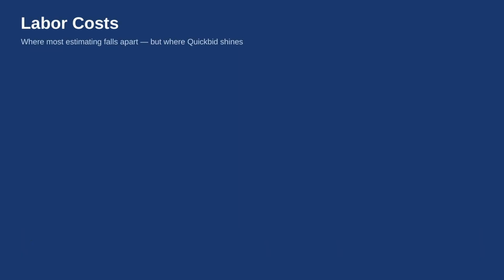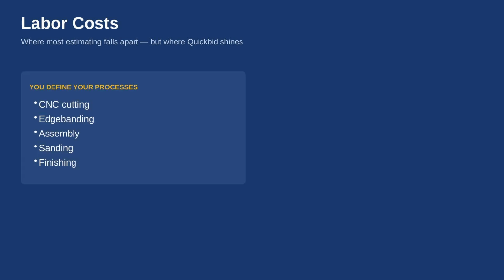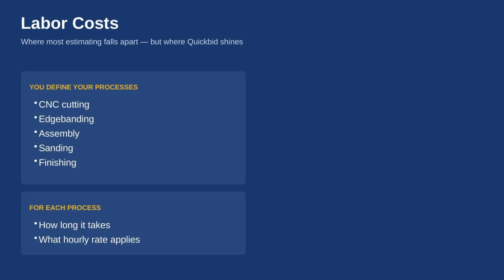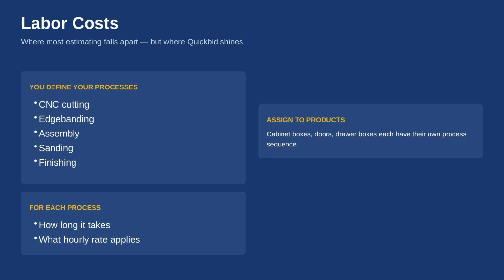Labor is where most estimating falls apart, but it's where Quickbid really shines. Other software can't accurately price your labor because every shop works differently. Here's how Quickbid does it. You define your shop's labor process. Things like CNC cutting, edge banding, assembly, sanding, finishing. For each process, you specify how long it takes and what hourly rate applies. Then you assign those processes to your products.